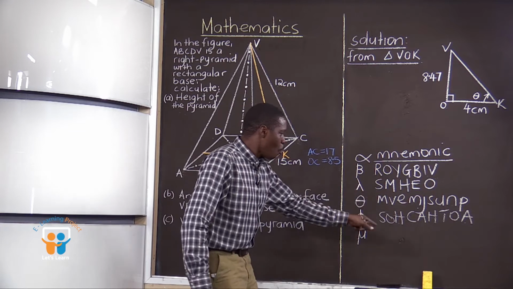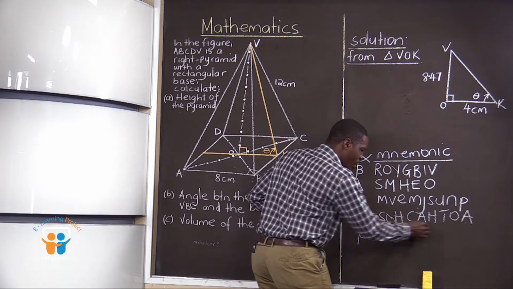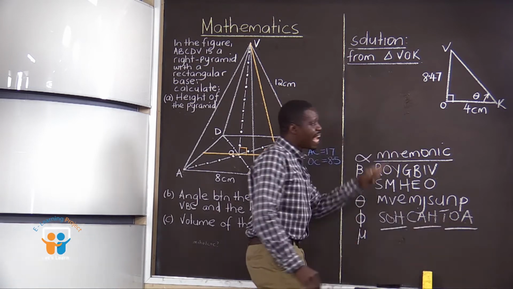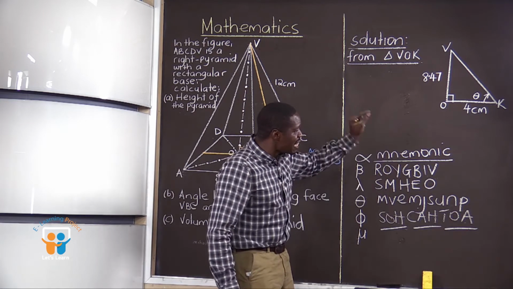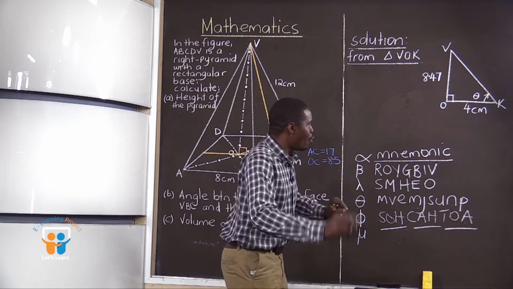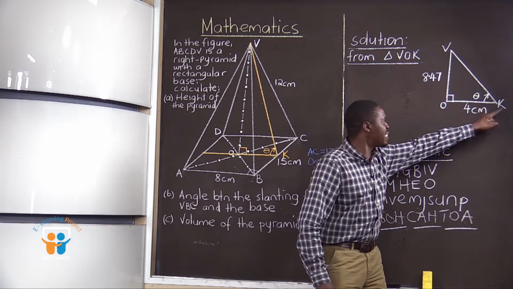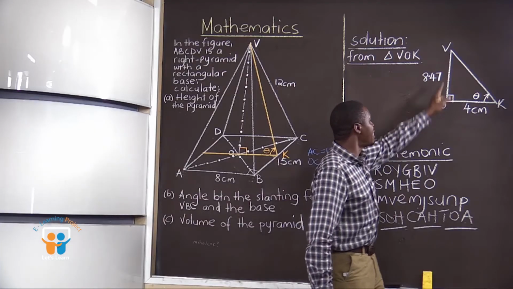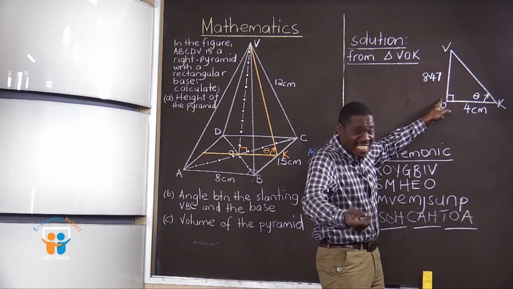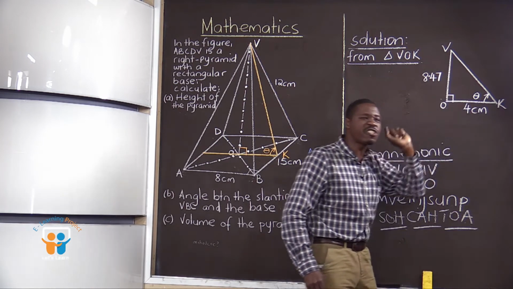We are going to see which one of the 3 is going to help us to find the angle theta. Now, if this is theta, this is our adjacent, this is our opposite or the height, and this is our hypotenuse.